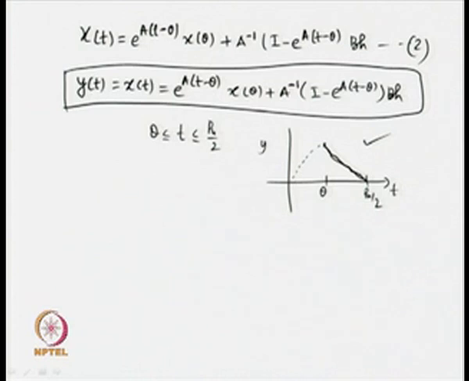So, this is the plot for y(t), and again I would like to mention that the dotted part of the output is obtained with the help of positive input h, whereas the solid part of the output is obtained with the input to the system remaining minus h. So, input to the system is minus h.